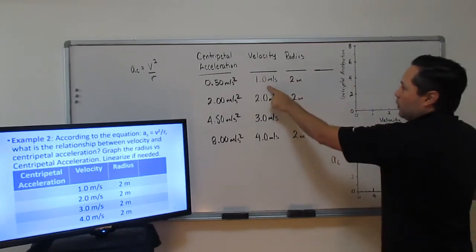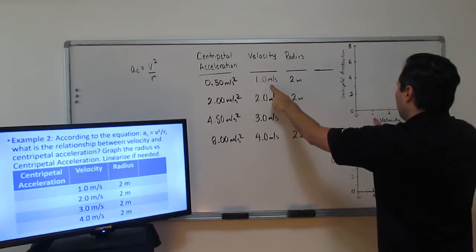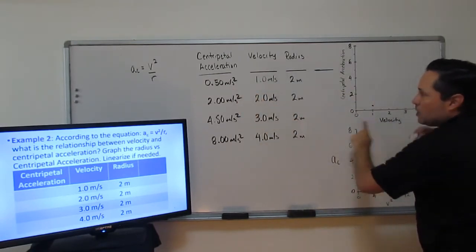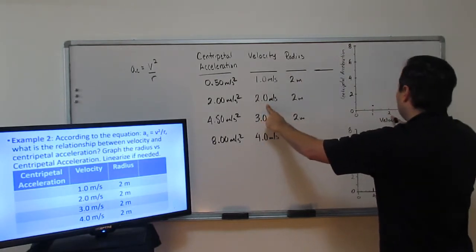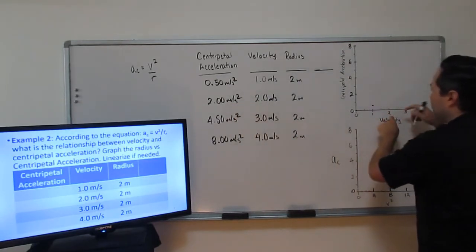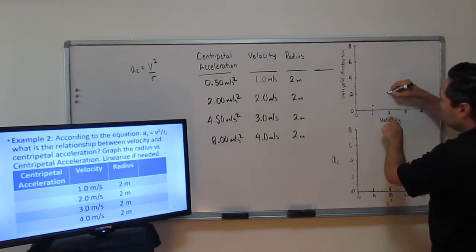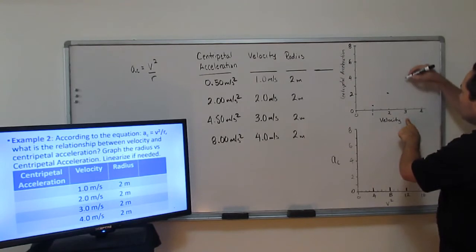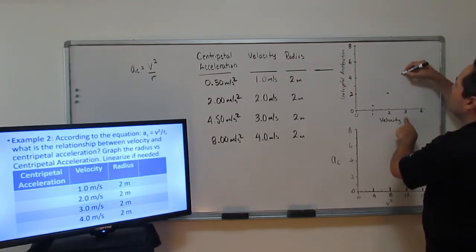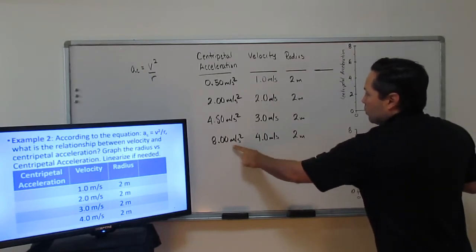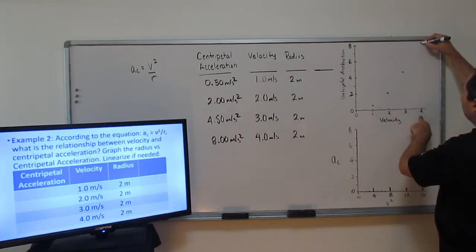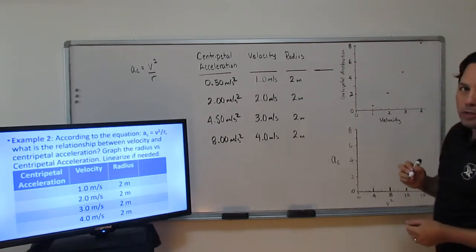So let's see, the first one is 1 meter per second. It's going to give you a 0.5, so that will be somewhere around here. Next one's going to be at 2 meters per second. It's going to give you 2 meters per second squared, so somewhere around there. 3 meters per second will give you 4.5. So let's see, there's 3, 4.5 will be somewhere around here. And lastly, 4 meters per second will give you 8 meters per second squared. So that will be somewhere around here. Alright, so those are our data points.